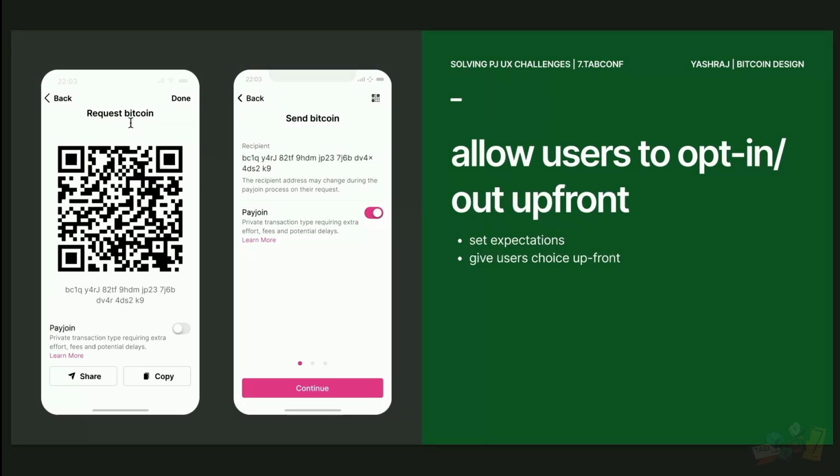But again, we'll see. This is about solving PayJoin UX challenges, not solutions to the PayJoin UX challenges. Long name. Anyway, so that's one.